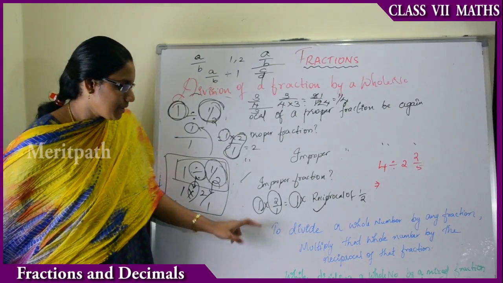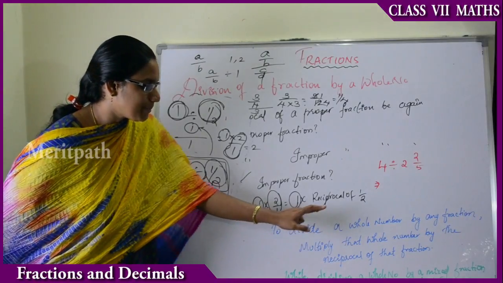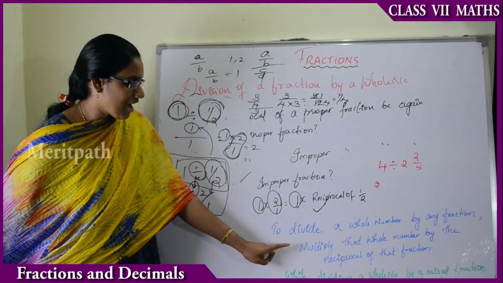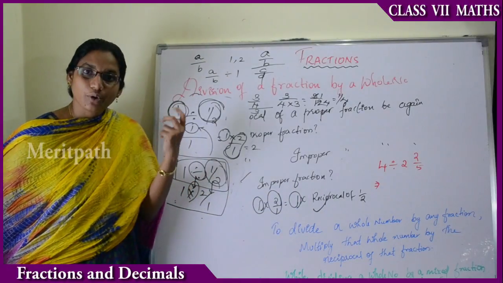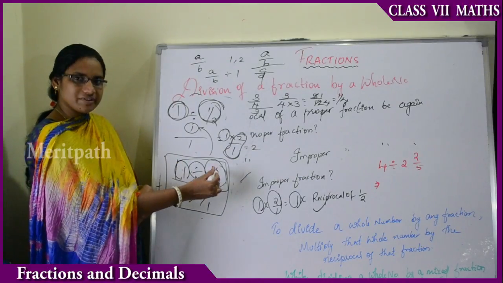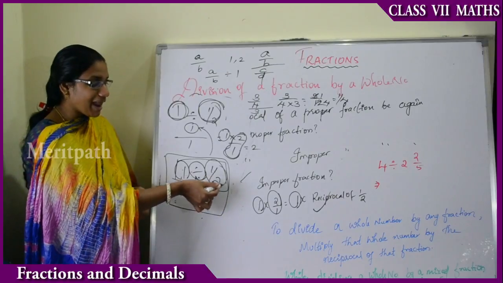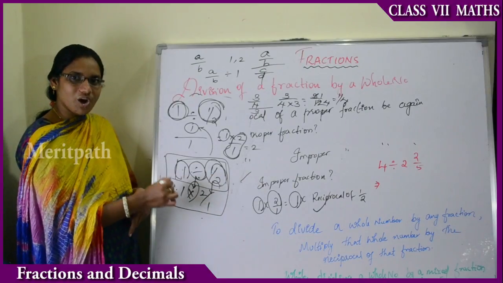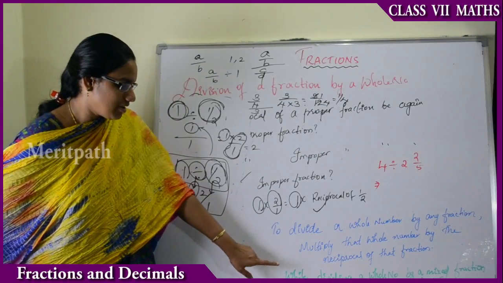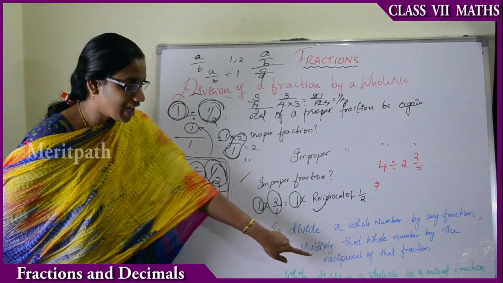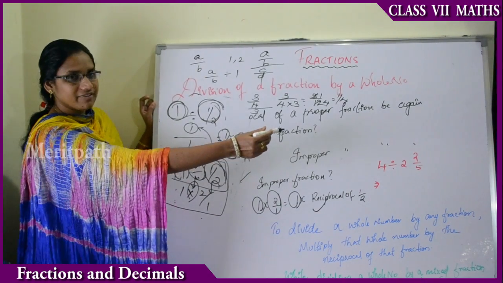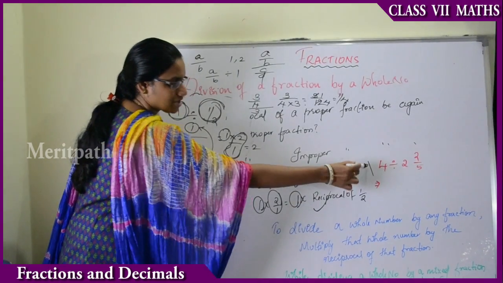Now the statement here goes, see, to divide a whole number by any fraction, that means I am dividing one whole number with a fraction, then we have to multiply that whole number with the reciprocal of that fraction. Okay, this is what the statement goes like. And we will be seeing one more statement, that is, while dividing a whole number by a mixed fraction, for example, let us take 4 divided by 2 by 3 as shown in the question here.